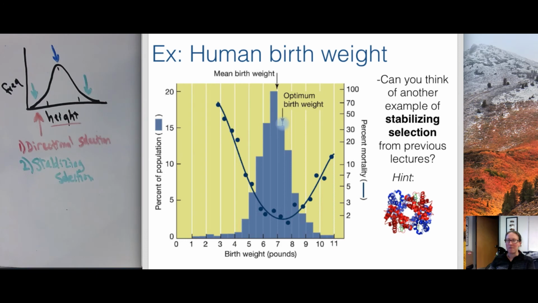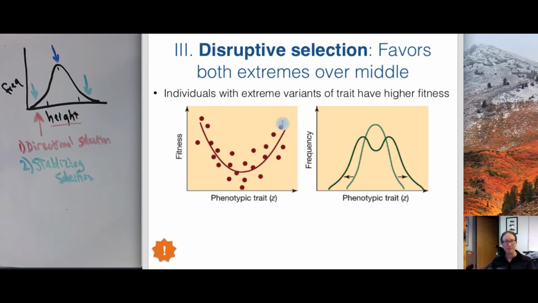And I think it can be helpful to think about more examples of this. And I've actually given you an example of stabilizing selection happening in certain populations in some previous lectures. It was a little ways back, so you may have to dust off some cobwebs to think about another example of this stabilizing selection. So I've tried to provide a little hint here of a molecule that I hope helps you figure out what that other example of stabilizing selection is.